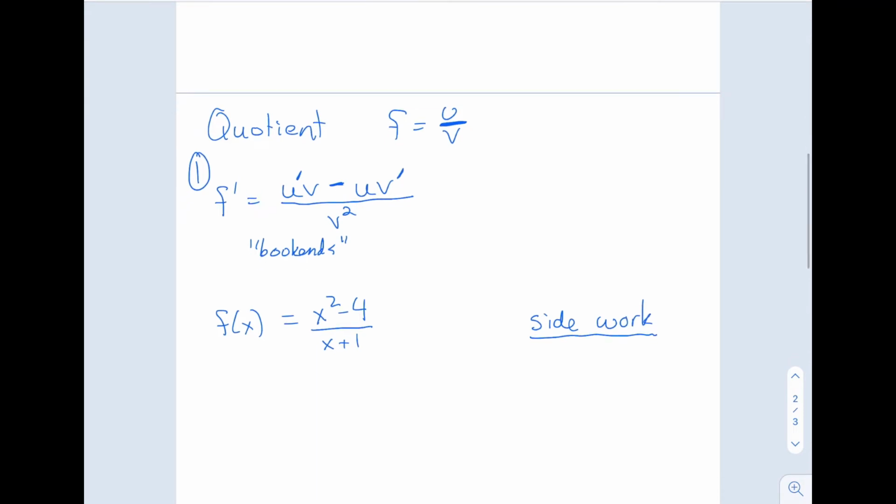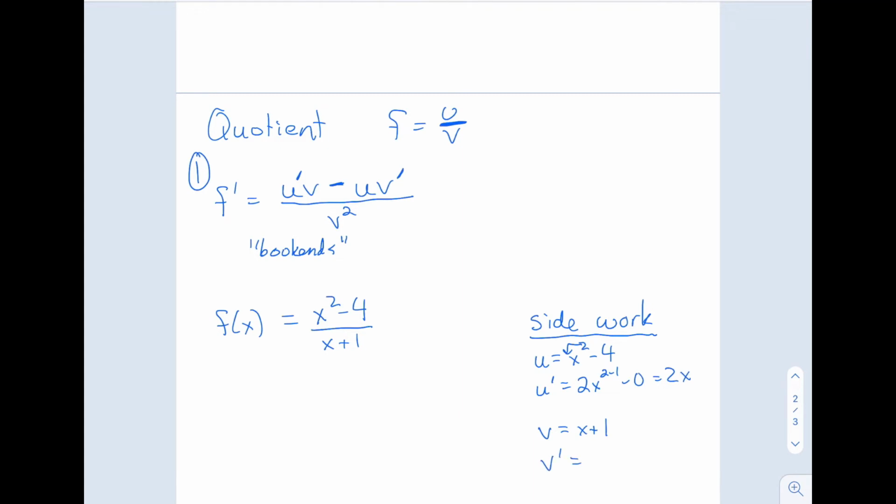And in my side work, I'm going to identify my u, the numerator, and my v, the denominator. So u is x squared minus 4, and my v is x plus 1. And I know that in my formula, I need to have the derivative of each of these, so I'll take the derivative of u. I'll use the power rule, which means I'll bring the exponent down in front here, 2x, and then I'll subtract 1. And the derivative of a constant of 4 is just going to be 0. So this is just going to be 2x.